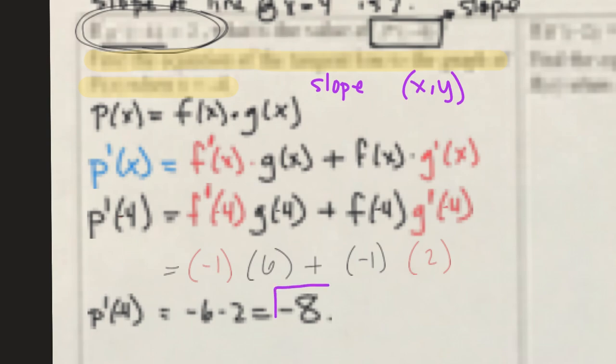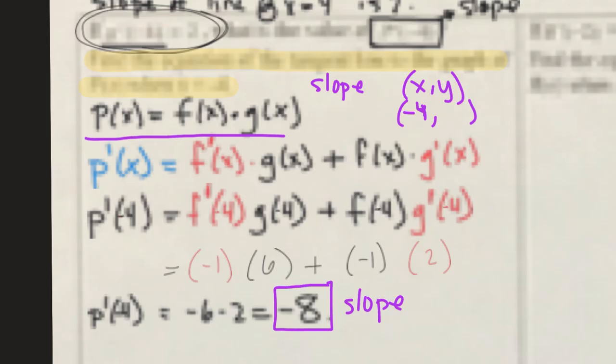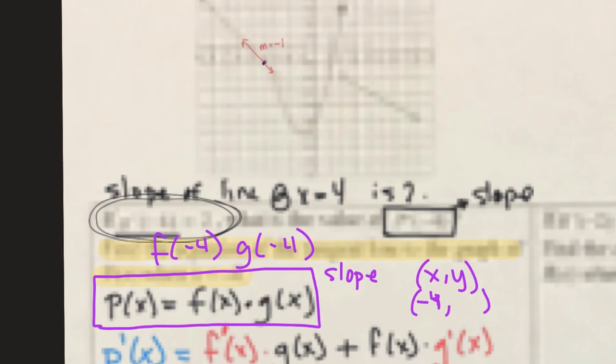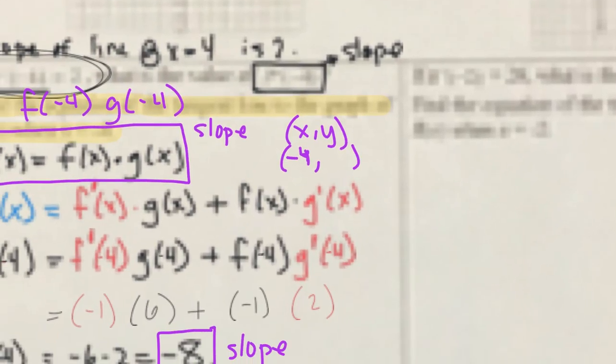Well, what we just found is the what? That's the slope, right? So we know the x is negative 4. So what's one thing that we have to find is the y value, right? We need to know the y value. So that means we're going to go back into here. This is where our y value comes from, your original function. So we're going to find what is f at negative 4 times g at negative 4. So I believe f at negative 4 was negative 1, and g at negative 4 was positive 6. So that means our y value is going to be negative 6.